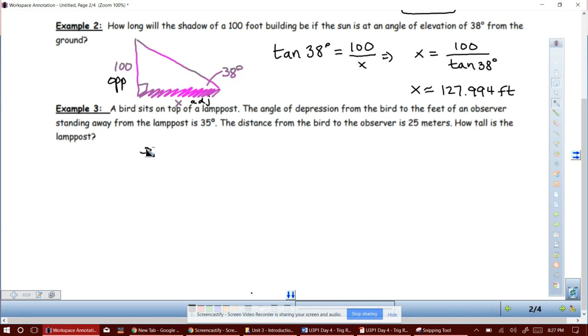All right. The third example from the worksheet has a bird sitting on top of a lamppost. So I'm going to draw a little lamppost here. Okay. And we're going to put a bird on top of it. Here's the bird's mouth there, and there's his feet.